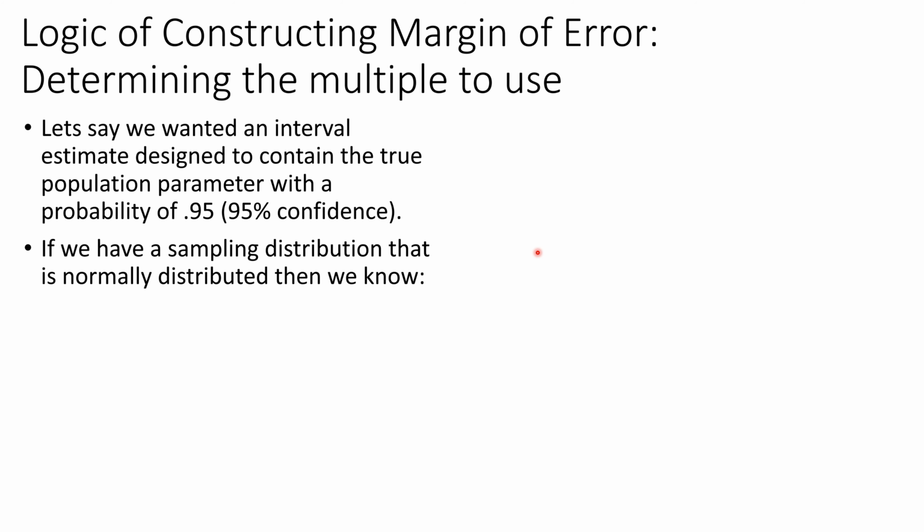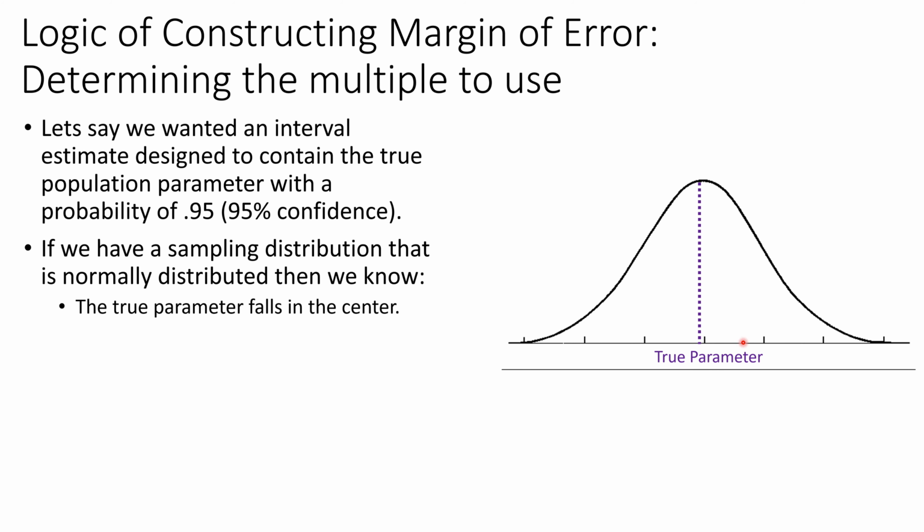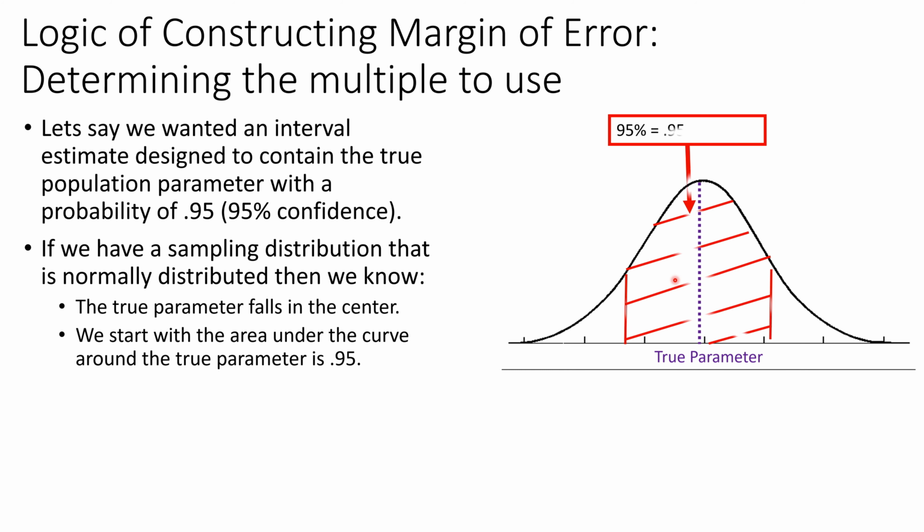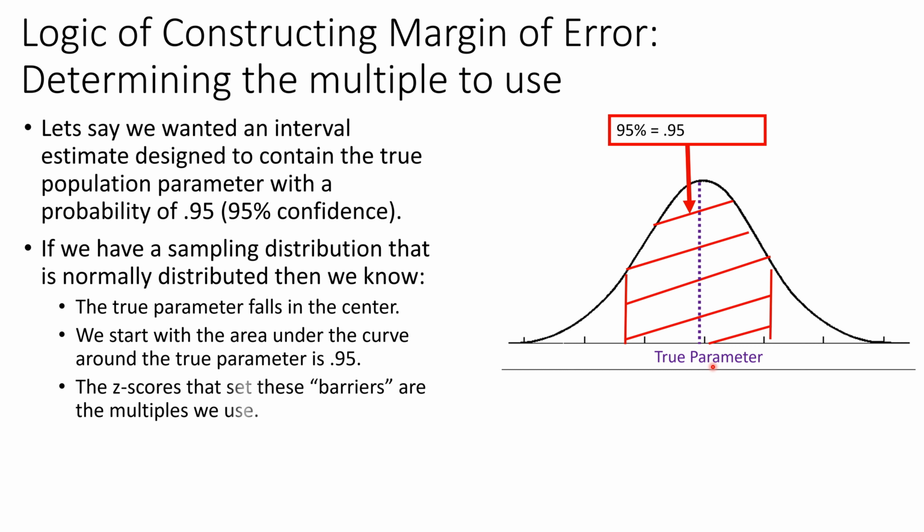Let's say we wanted our interval estimate designed to contain the true population parameter with a probability of 95%. So if we have a sampling distribution that is normally distributed, then we know the true parameter falls in the center. Then we start with the area under the curve around the true parameter is 0.95. So this shaded area is 0.95. The z-score sets the barrier at the multiple we use.